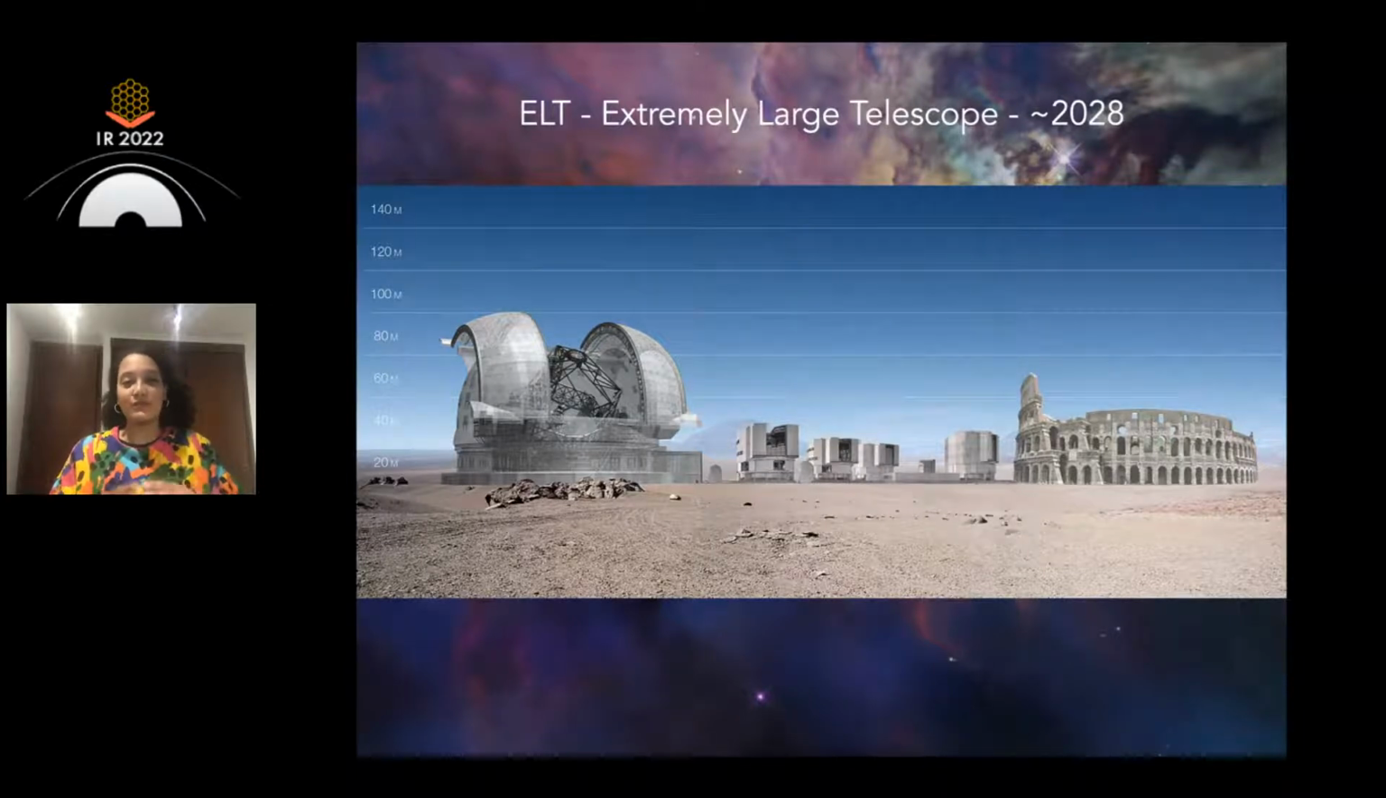And it's going to be one of the single biggest telescopes we've ever had looking at space. And it's really going to completely change the view that we have of space. And if you're wondering what the thing on the right is, that's just the Roman Colosseum, just to give you an idea of how huge this telescope is going to be. And this telescope is due to start hopefully observing in 2028.